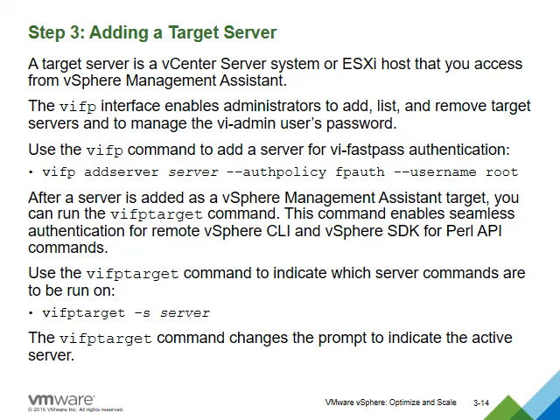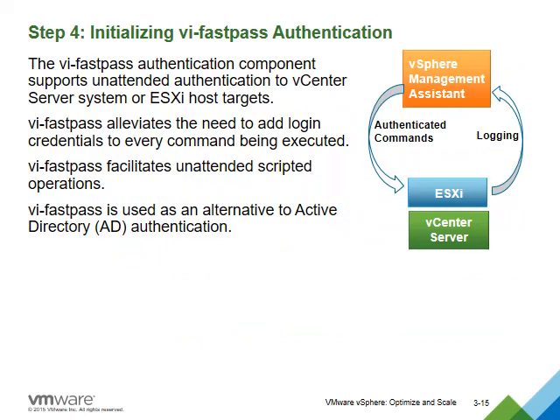What you want to do in this instance is use the --server option to specify the server on which to run your commands. After we select our target, we want to initialize your authentication. This authentication interface enables users and applications to authenticate with every target server that you've pointed it to by using vFastPass or your Active Directory. While adding a server as a target, the administrator can determine whether the target must use vFastPass or your Active Directory.